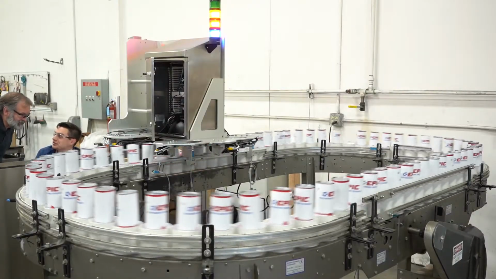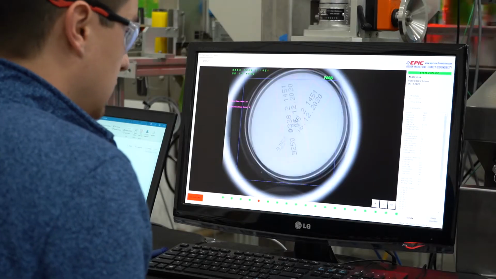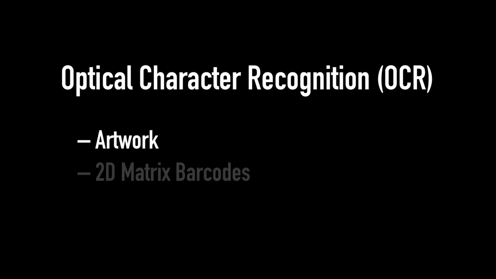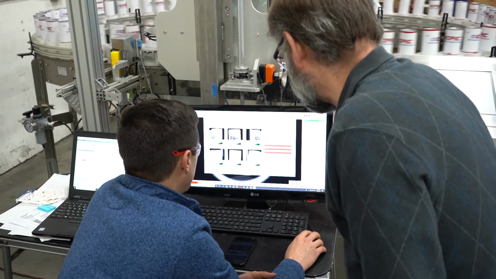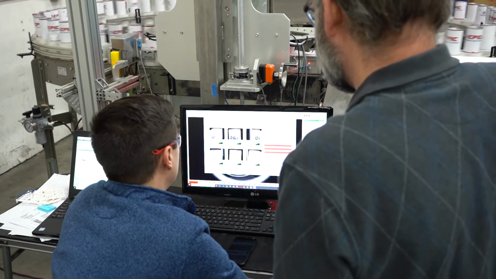This vision inspection system was designed and integrated by Epic Systems to perform optical character recognition on consumer packaged goods. Optical character recognition, or OCR, is commonly used for reading various information included on product packagings such as artwork, 2D matrix barcodes, and expiration and date codes. This particular system was programmed to perform two separate OCR inspections for a packaged foods company.